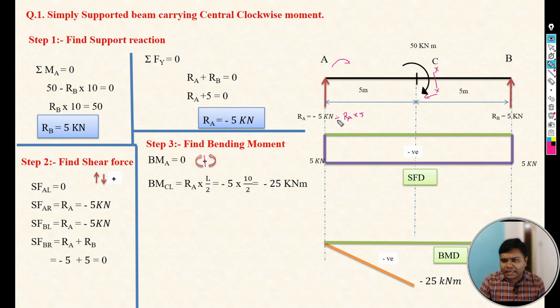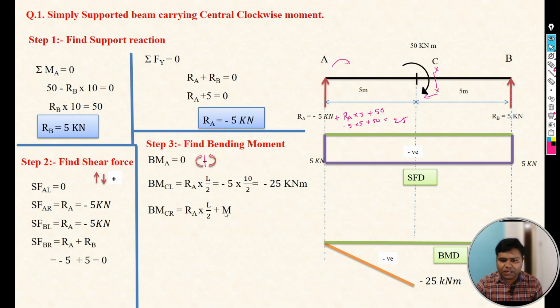So Ra into 5, then again moment of this plus 50. Okay, the moment, plus 50. So Ra is minus 5 into 5 plus 50. So the answer will be plus 25, which means the bending moment at B right is plus 25.